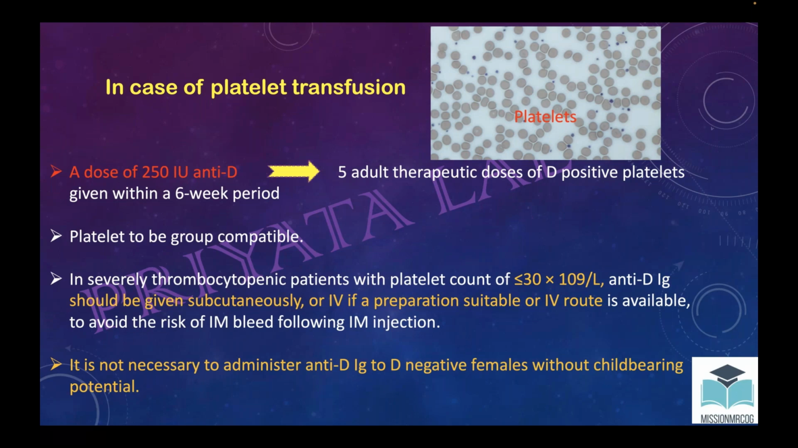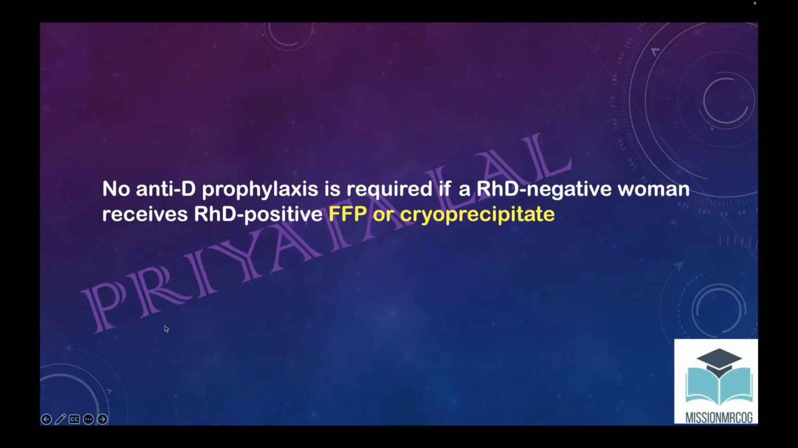So you will get a question from here also, that in platelet transfusion anti-D is required. And you will find a question from here also: no anti-D prophylaxis is required if an RH negative woman receives RH positive FFP or cryoprecipitate. So in FFP and cryoprecipitate, if it is given, then anti-D prophylaxis is not required.